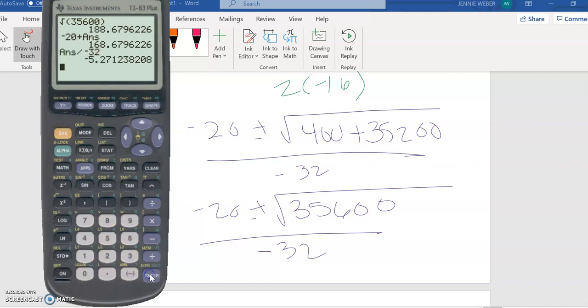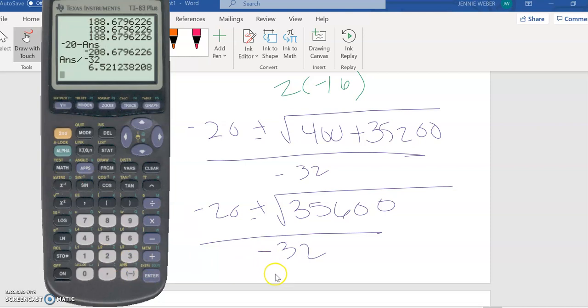divided by negative 32. Okay, but I can't have a negative, so that gets tossed out. So let's start over again. So I'm going to take the square root. I didn't even write that one down because I had too many zeros. Those are all the same answer. Negative 20 minus this, and then divided by negative 32.